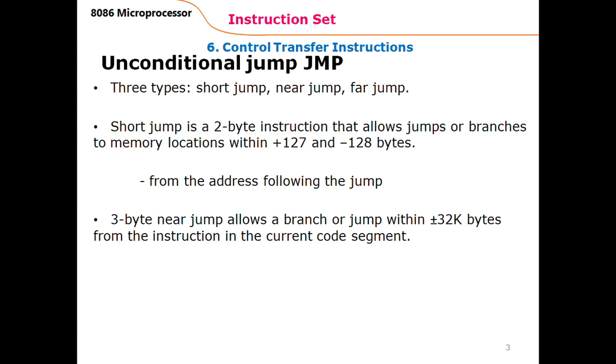So this near jump allows a jump to anywhere in the existing code segment, while the short jump allows a jump of either 127 bytes in the forward direction or minus 128 in the backward direction.